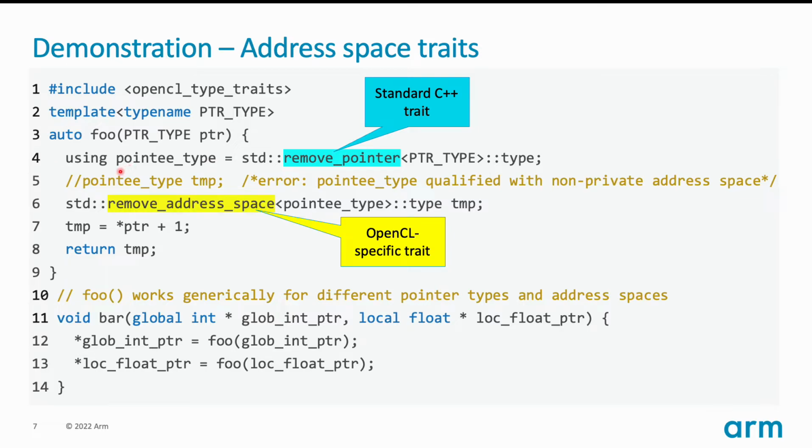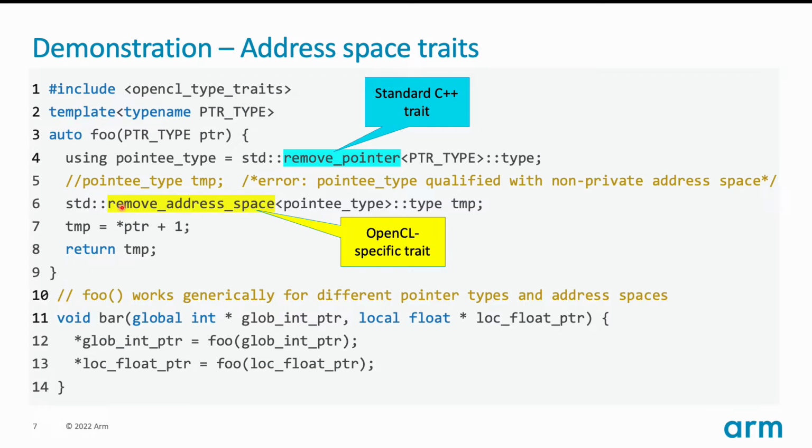In C++, you can just use this pointee type to declare a variable, but it's not going to work in OpenCL. And the reason is that our pointee type here, as you can see, has an address space. And the address spaces here are global and local. And the only address space allowed for a local variable is actually the private address space. So we have a solution to this problem now.